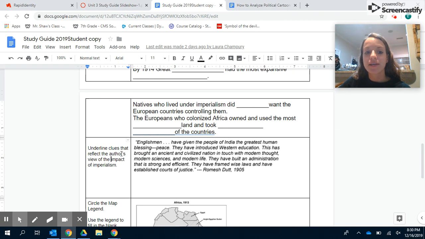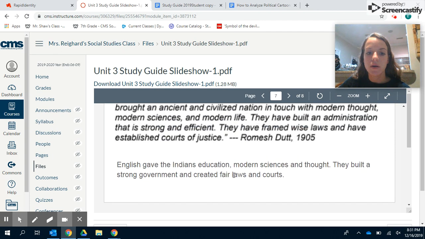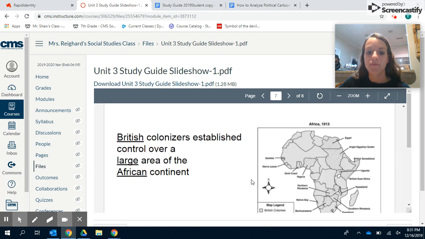And then for this one, it says underline clues that reflect the author's view of the impact. I would underline this sentence that says they have introduced Western education, put us in touch with modern thought, modern sciences, modern life. They've built an administration, framed wise laws, established courts of justice. So the administration that frames laws and establishes courts, that's going to be your government. So the Englishmen bring the people of India education and government. That's important. On your slideshow, it gives you this sentence. Not only should you underline, but you should also write this down.